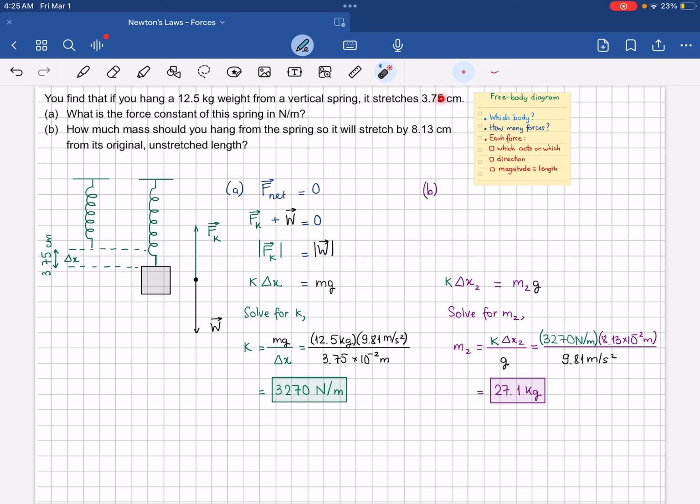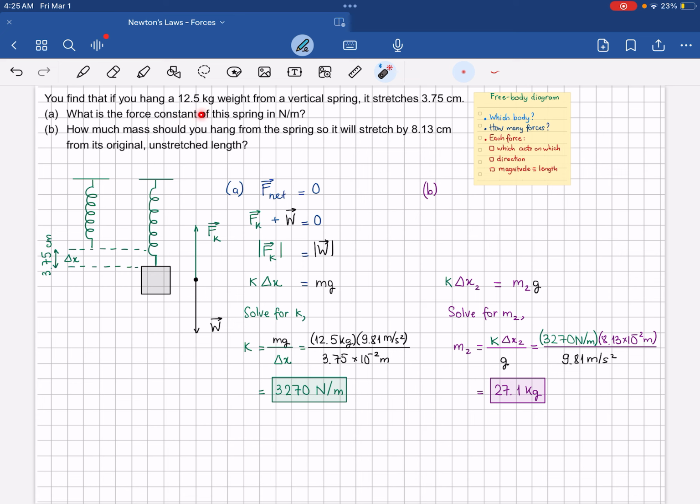In this case, this mass is 12.5 kilograms, and this delta x here, the change in the length of the spring, is 3.75 centimeters. They ask: what is the force constant of this spring in newtons per meter?